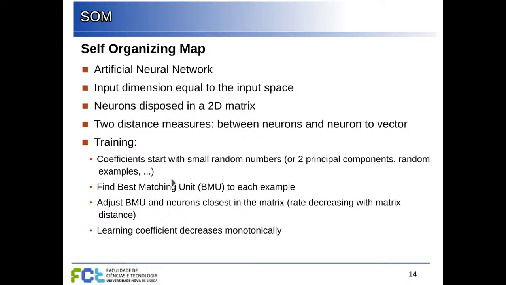And then we're going to present one example to our network and find the neuron that is closest to that example. That is, the neuron that has the vector of parameters closest to the vector of features in our example. And now we're going to move that neuron slightly towards the example. So the example is pulling the neuron, but we're also going to move the neurons that are connected to this best matching unit, the closest neuron to the example. We're going to move its neighbors also slightly in the same direction.